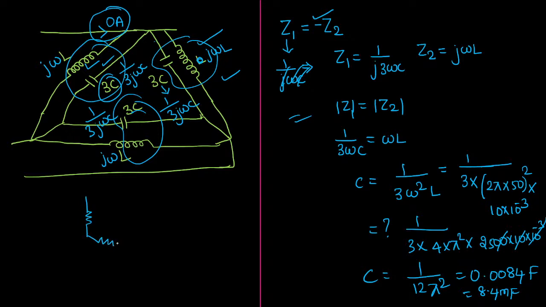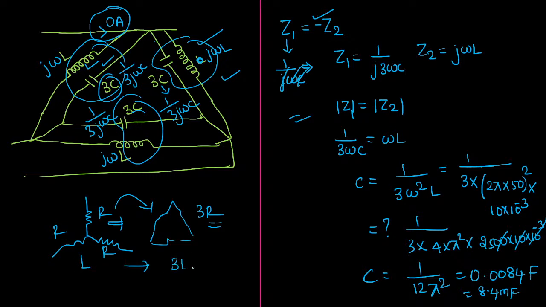When we are having a resistor, while going from star to delta, the resultant value will become 3 times of R, if all the values are equal. Similarly, if you have the inductance, going from star to delta, it will become 3 times of L. If you have a capacitor, it will be C by 3.